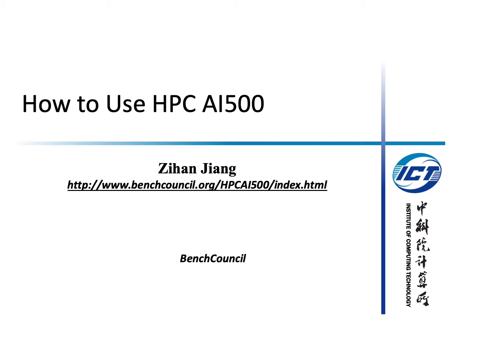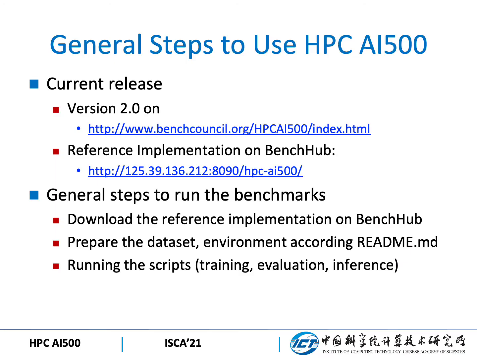Today my topic is how to use HPC AI500. I'll first introduce the general steps to use HPC AI500. The current release of HPC AI500 is version 2, which is publicly available from the BenchCouncil HPC AI websites. The reference implementation is on BenchHub, the official code repository.